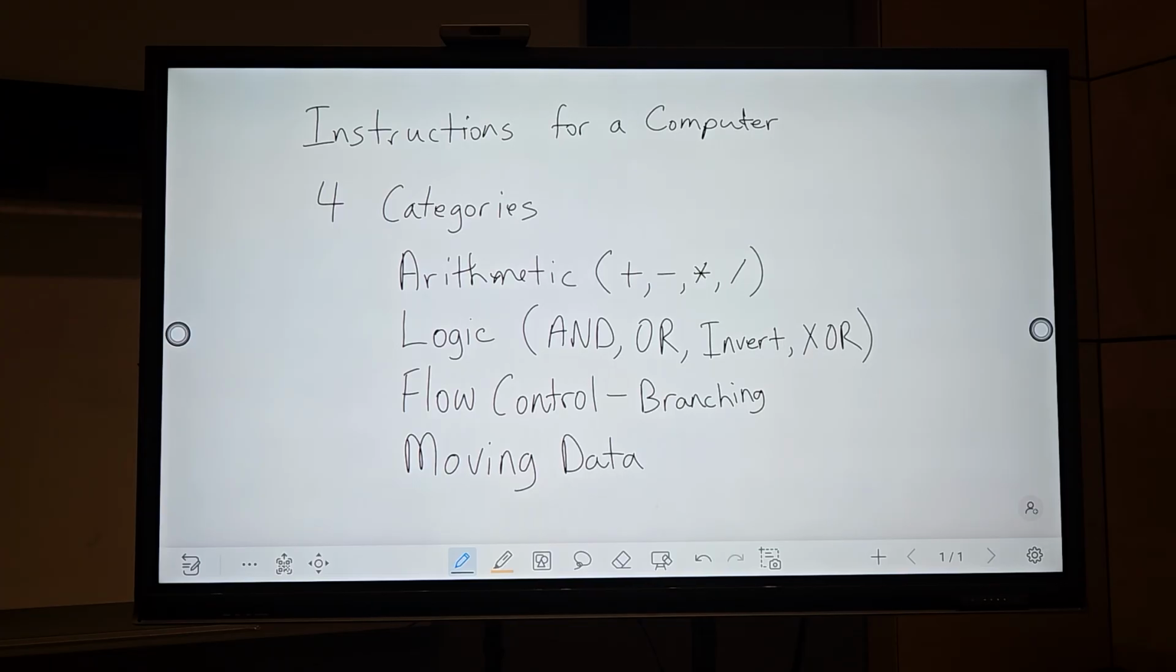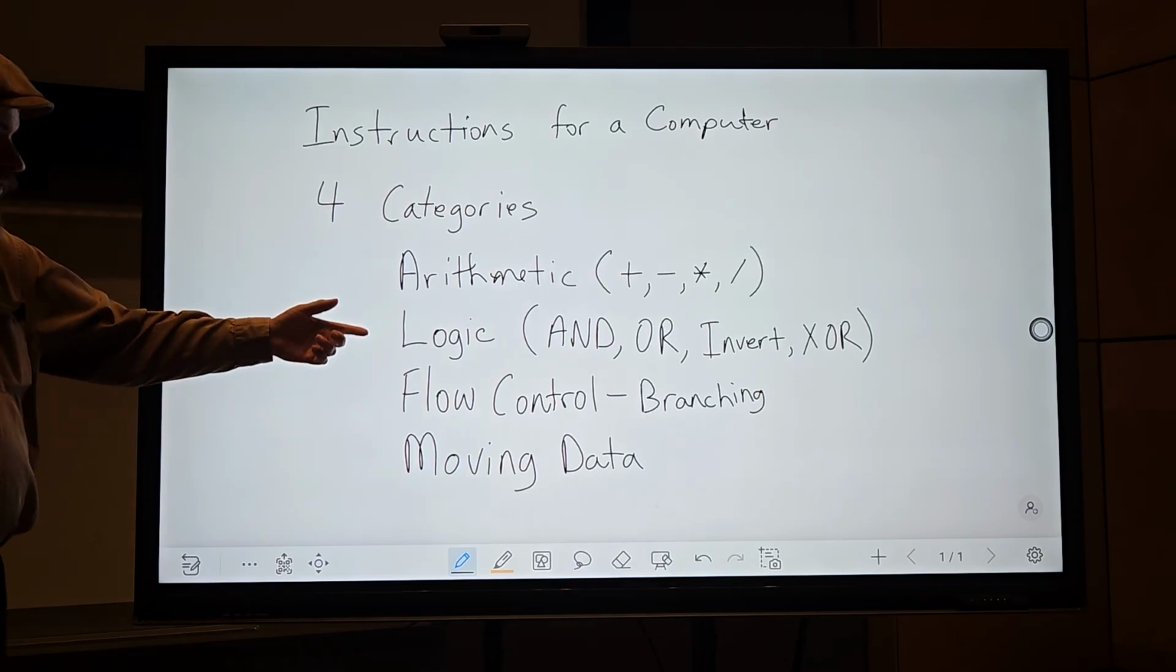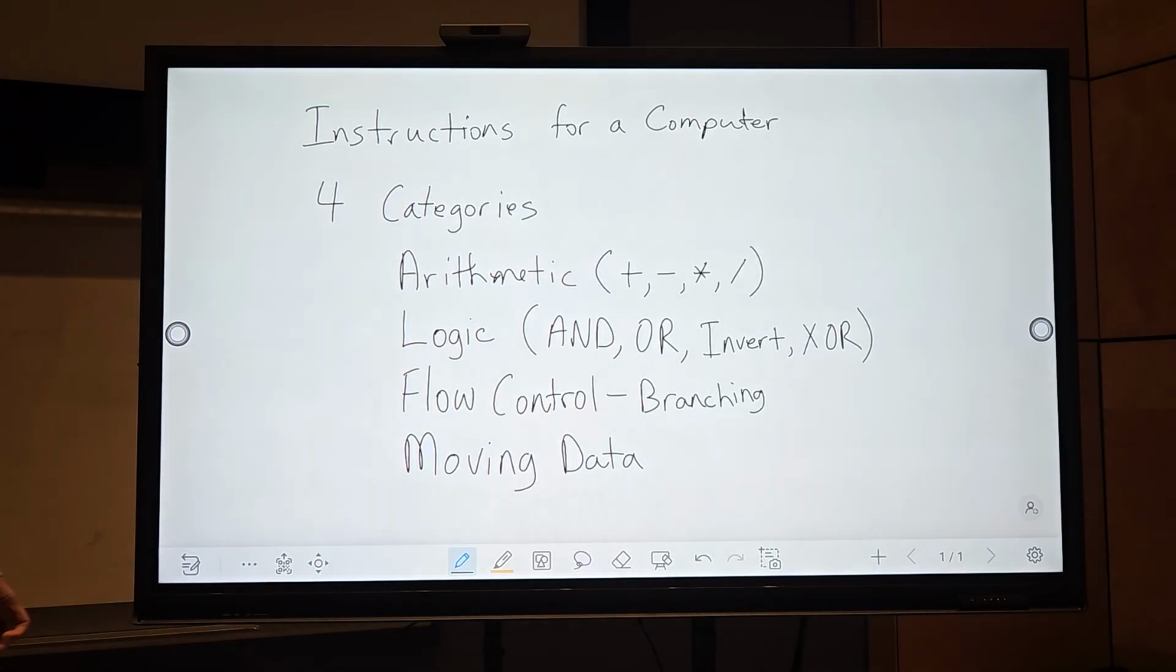Likewise, if you want to send information out on a USB port, you put it in a particular memory location, and the USB hardware will automatically take that data and send it out on the transmission line. That sort of thing. But yeah, instructions for a computer just fall into these four categories. Pretty simple.